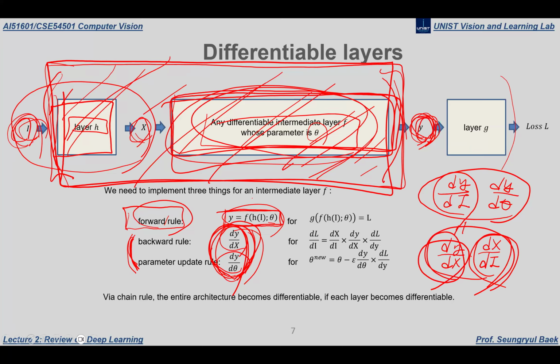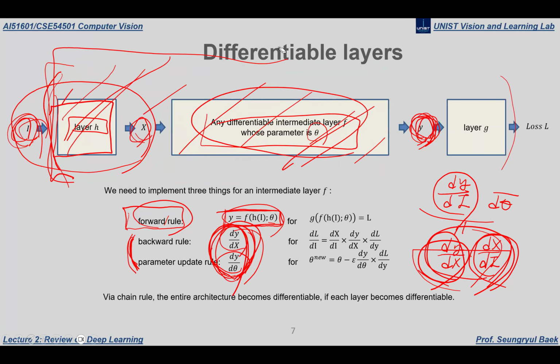Okay, are you guys following this? Via the chain rule, we can multiply this kind of gradient for each layer to get the gradient for the entire set of layers combined. We can say it like this: if all of the individual layers of a deep learning architecture are differentiable, then the entire deep learning architecture is again differentiable via the chain rule.